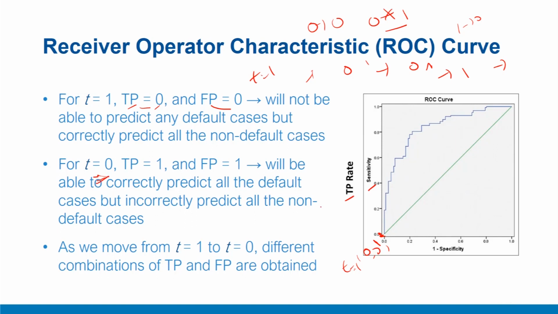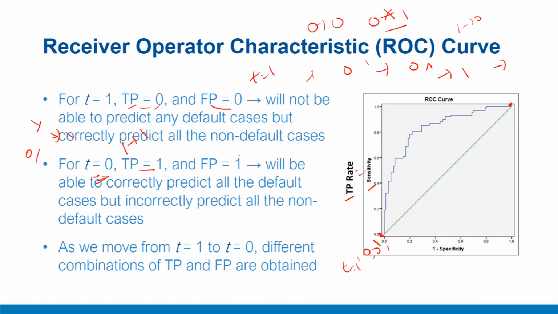In this case, if t equal to 0, whether it is zeros, non-defaulters, or ones, defaulters, all of them will be classified as defaulters, that is, ones. That means all the defaulter cases, ones, are of course classified as ones. So our true positive rate is 1, our sensitivity is 1; true positive rate and sensitivity are the same. So we are standing here.